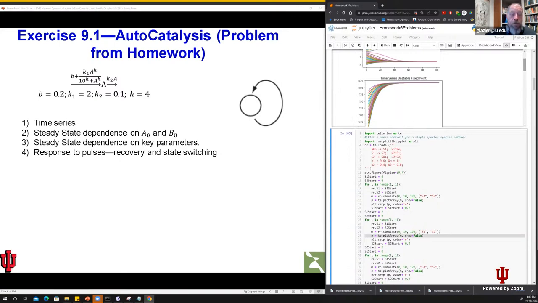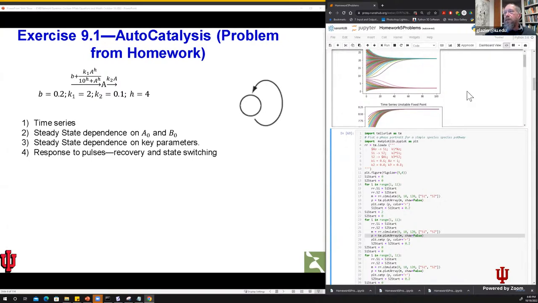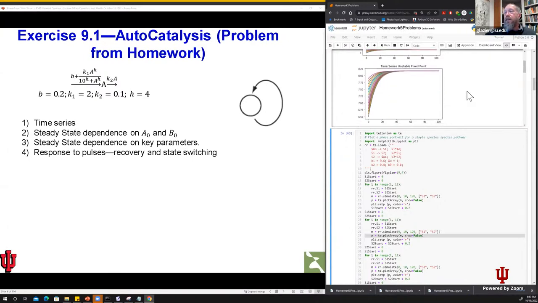Herbert says, don't bother to change the sign. Just put the time in the simulate command. Say simulate from 100 to zero and see what happens. It doesn't work. Maybe an older version of Tellurium let you do that, but the current version throws an error. But you can reverse time easily enough just by putting a minus sign in front of all your rate laws. Okay. So that was that. We've found our unstable fixed point.